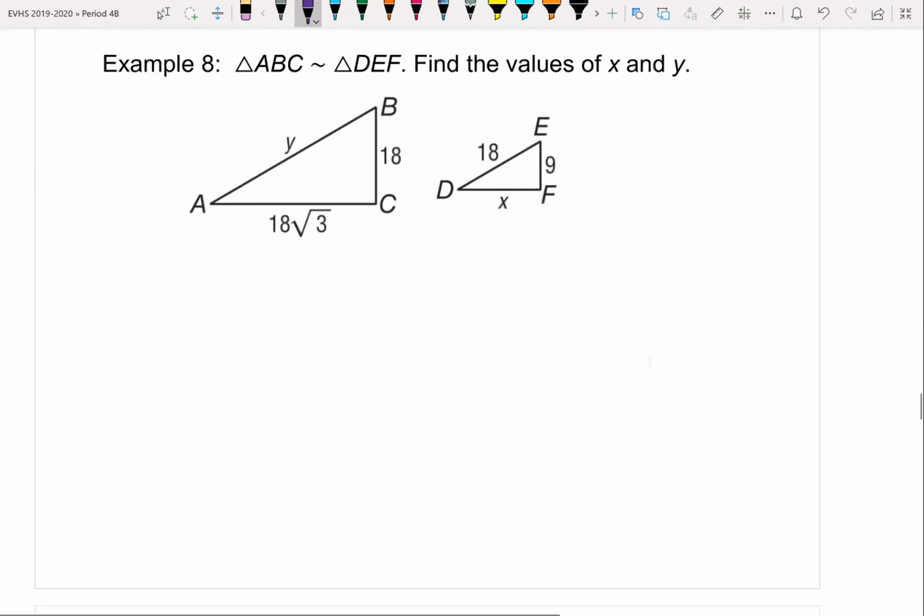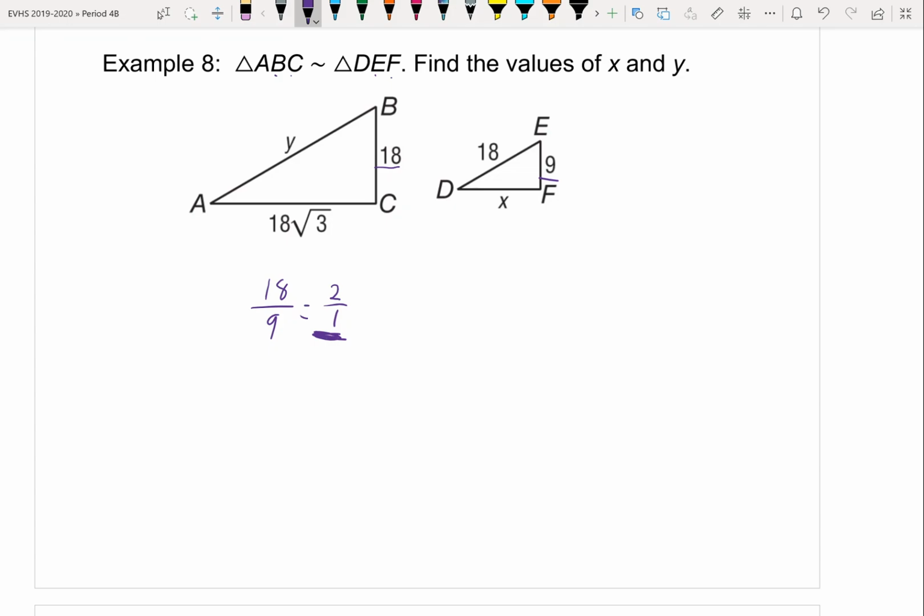All right. Number 8. ABC is similar to DEF. Find the values of X and Y. So I'm going to look at this and see that BC corresponds with EF. I'm going to use that as my scale factor. And so that reduces to 2 over 1. Now I'm going to use that reduced scale factor for all of my ratios here, all my proportions.